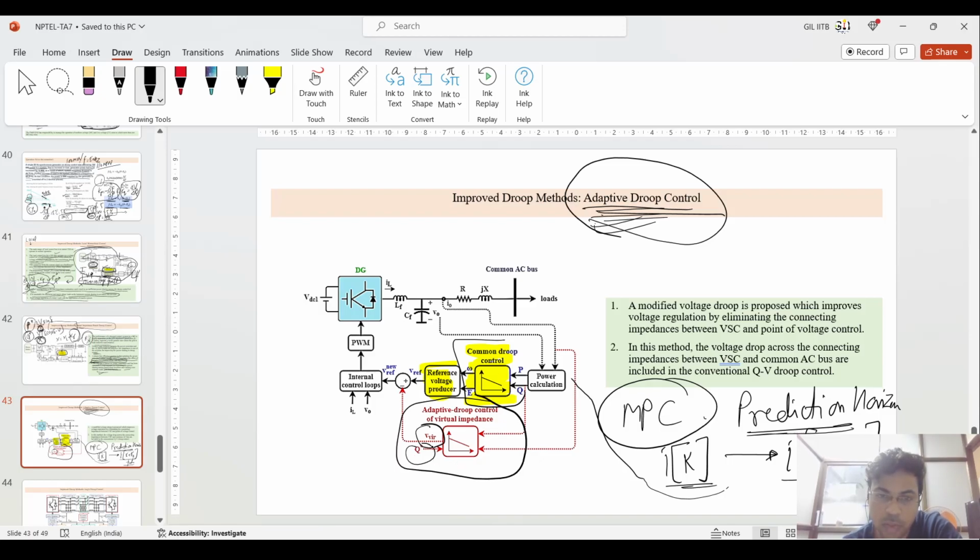This is the adaptive control. The virtual P and Q is being calculated, and this P and Q is calculated based upon the Q star, the generated Q. So this is the improved method, the parallel path for this adaptive control.